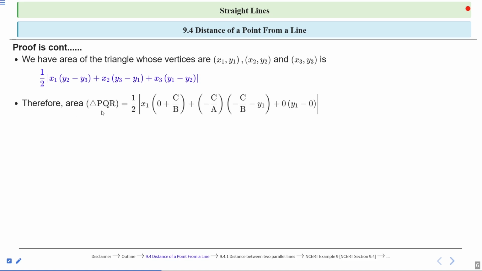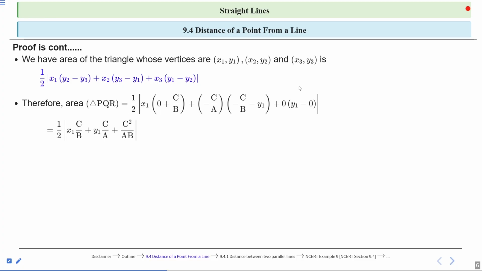So now for finding the area of triangle PQR, we are going to use this formula. And we already know the coordinates of P, Q and R. So now the area of triangle PQR is equal to 1 by 2 modulus value of x1 times (0 plus c by b) plus (minus c over a) times (minus c over b minus y1) plus 0 times (y1 minus 0). This is the area of triangle PQR, and we used this formula as we know the vertices of triangle PQR.